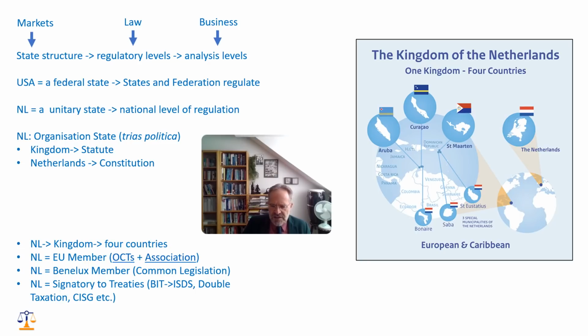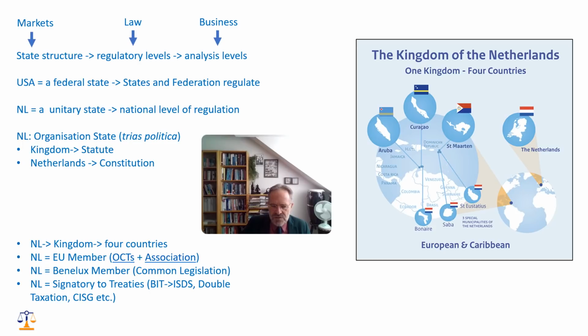Now, as said, the Netherlands is rather complicated. This is translated into a constitution for the Netherlands, the territory in Europe, and a statute which is like a constitution, but that is for the whole kingdom. If we go to the bottom bullet points, as said, the whole kingdom has 4 countries. The Netherlands is an EU member, but the EU also regulates overseas countries and territories.